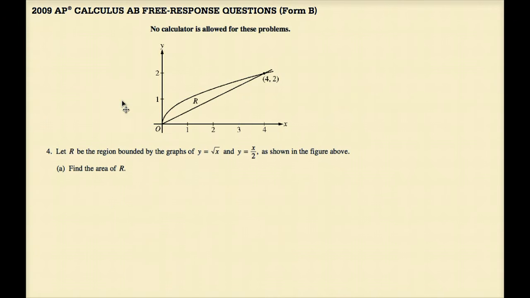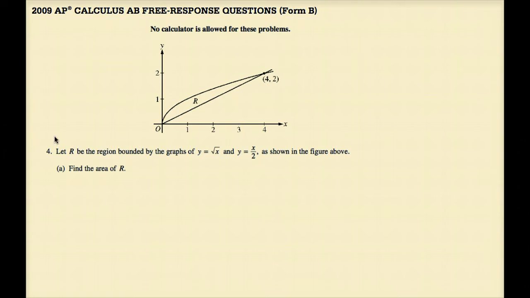Here's one more free response question from the 2009 AP exam. Notice this is on the section of the exam where no calculator is allowed. Let R be the region bounded by the graphs of y equals the square root of x and y equals x over 2 as shown in the figure above. Find the area of R. So we're going to take the curve y equals the square root of x and subtract the line y equals x over 2 in the integrand.